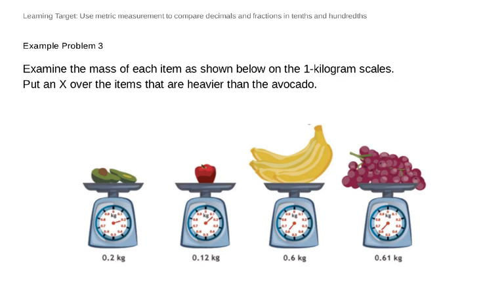Example problem 3. Examine the mass of each item as shown below on the 1 kilogram scales. Put an X over the items that are heavier than the avocado. So the avocado, I'll put an A below it or above it. This is the avocado, if you're not sure what an avocado looks like.